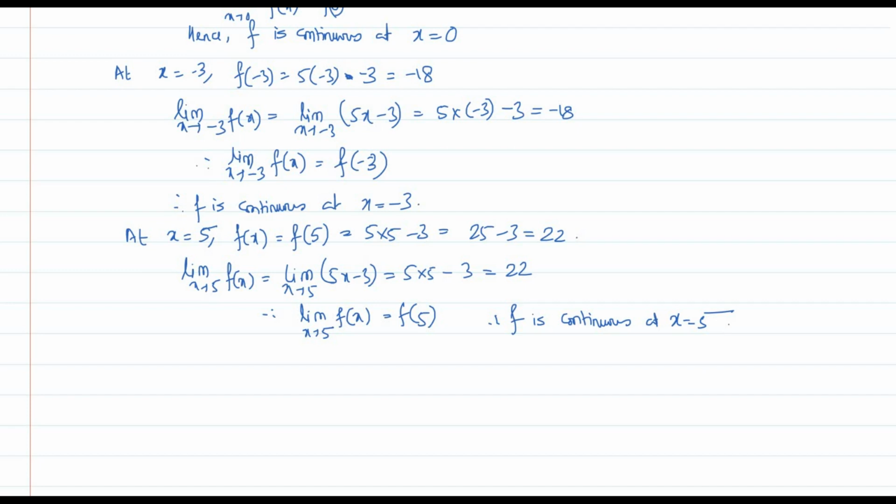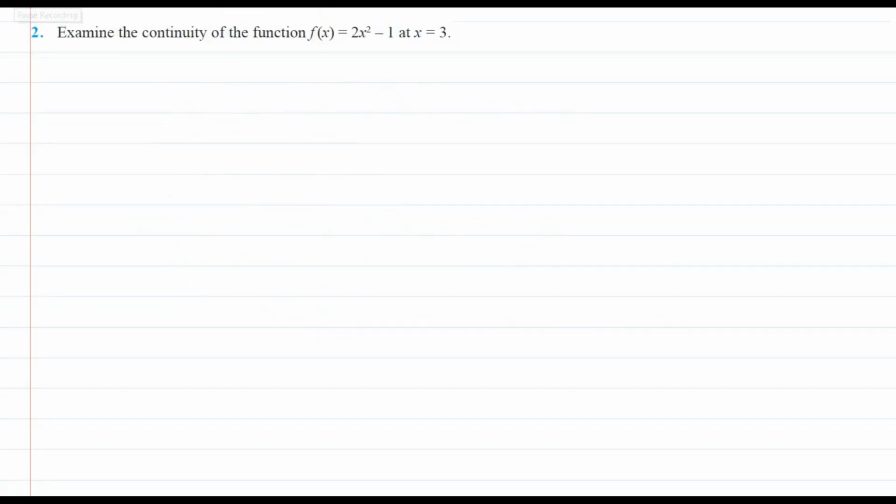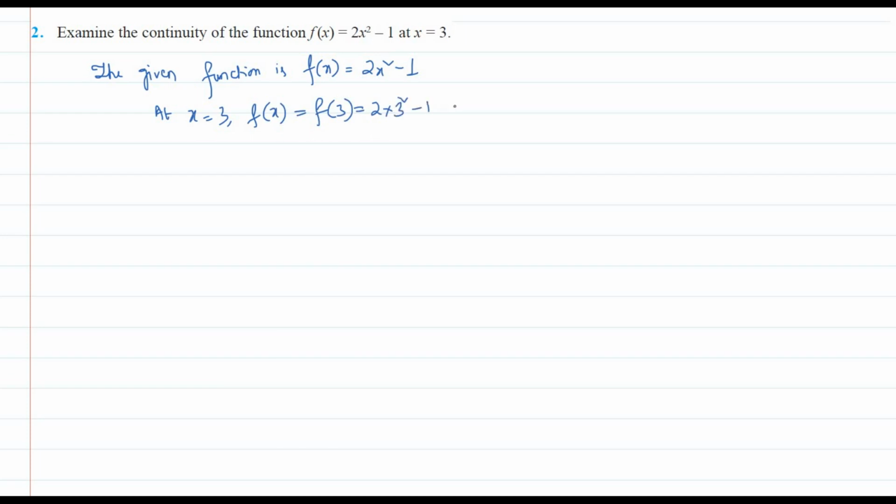Alright, now coming to the next question. Coming to question number 2, this is a very simple question. We have to examine the continuity of the function at x equal to 3. So this is exactly as the first problem, and it is even easier than the first problem. So once again we start with the given function f(x) = 2x² - 1. So first let us check the value at x equal to 3. That is f(3) equals 2 times 3 squared minus 1. So that gives us 18 minus 1, and that is 17.